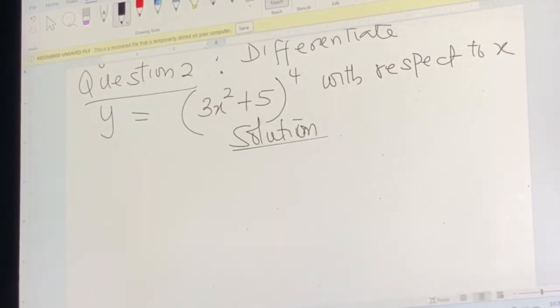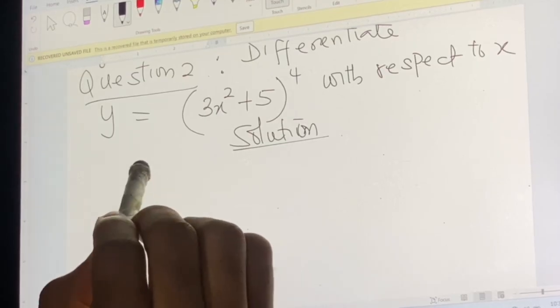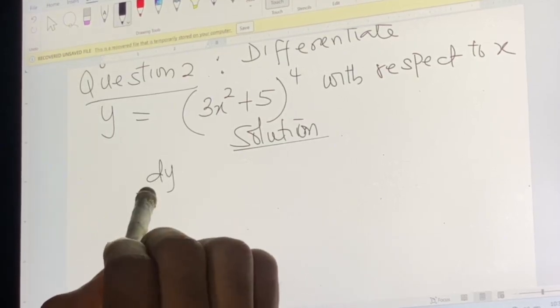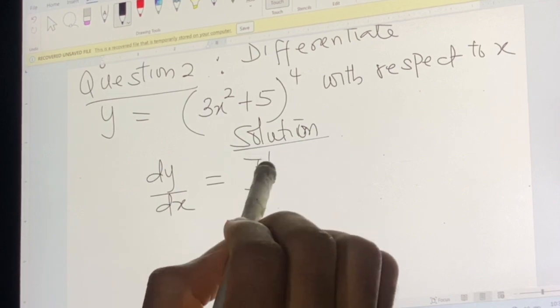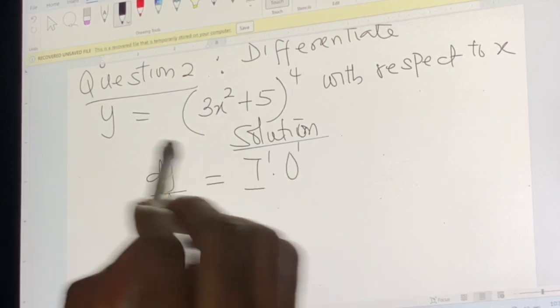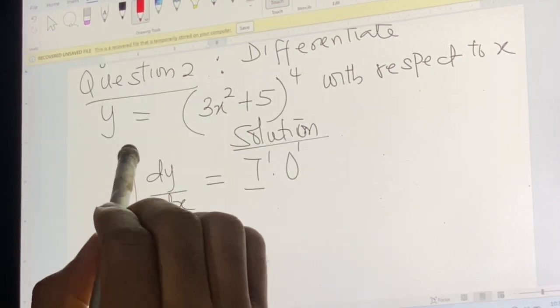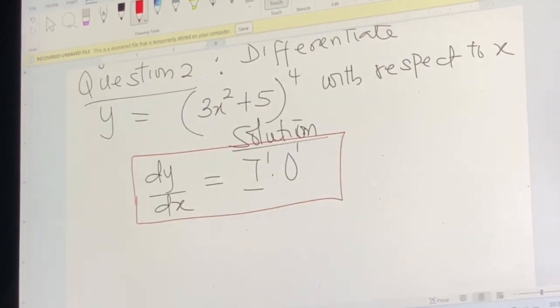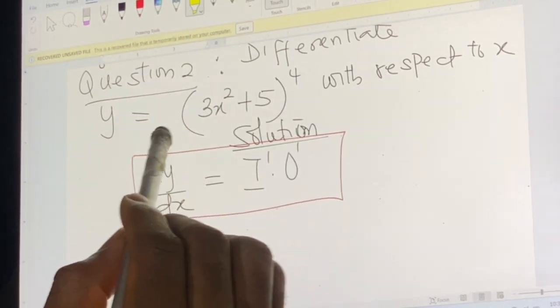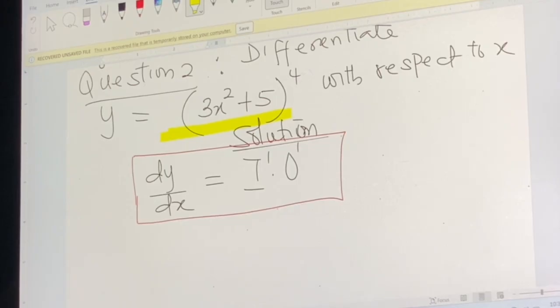Whenever you are given any equation that consists of inside part and outside part, the formula to use is this: our dy over dx will be equal to the inner derivative times the outer derivative. Please don't forget this formula. Very important. So our intention here is to know the inner part and the outer part in this particular question.